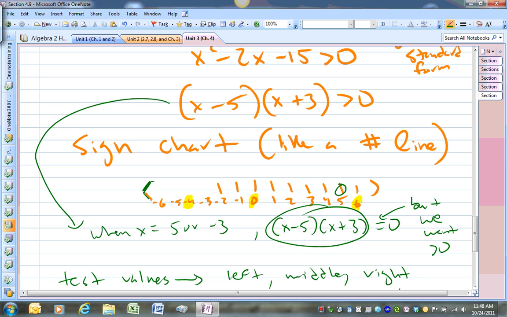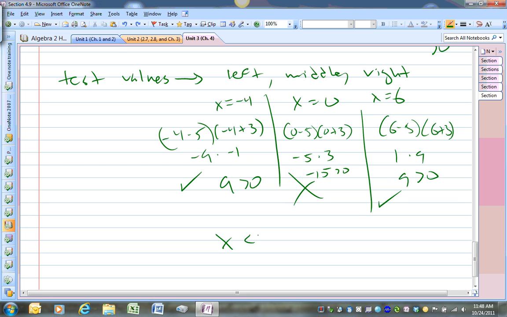So what it means is that anything less than negative 3 will work for us. Anything greater than 5 will also work for us. And I don't know why it's still erasing the orange line when I did that, but that means the answer is going to be x is less than negative 3 or x is greater than 5.